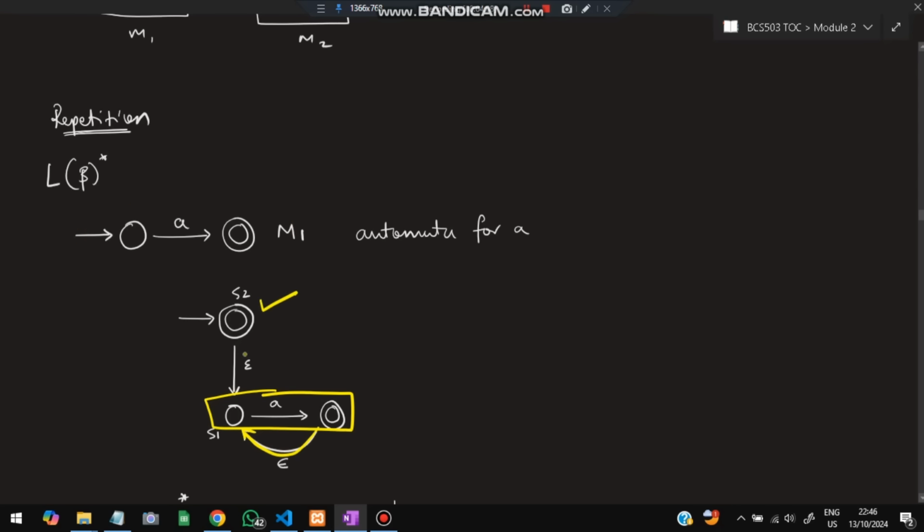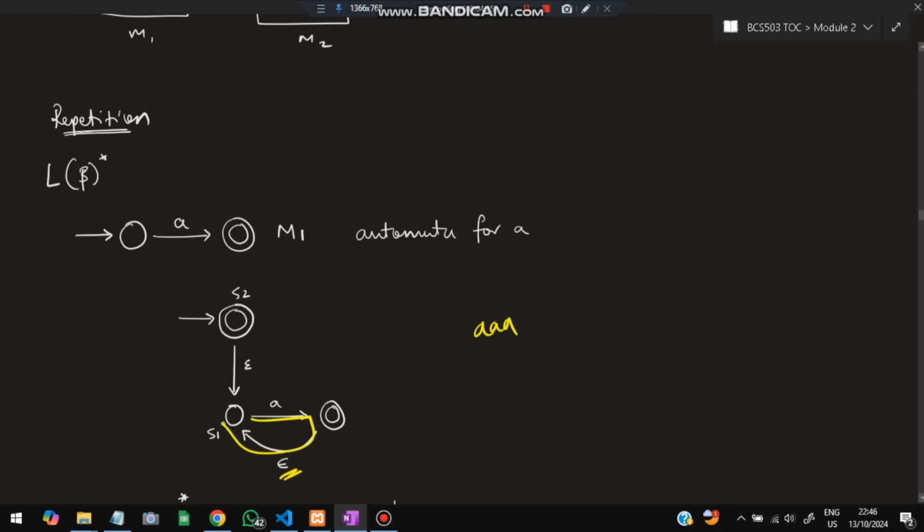First make a final state, or the accepting state, as well as a starting state, and then take an epsilon transition to this one. Make this one the equivalent of this one, and after that put an epsilon here. This is the diagram for repetition. If you want to make A using this diagram, what will happen?